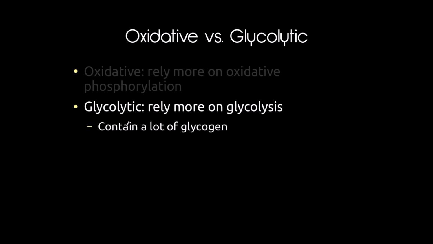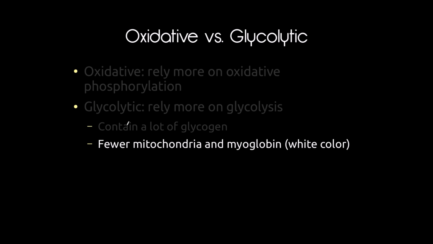Okay, so let's talk then about the glycolytic fibers. And again, fairly intuitively, glycolytic fibers tend to rely more on glycolysis, and these fibers will tend to contain a lot of glycogen. Again, we're going to be running through these energy stores very quickly, because we're not getting much energy out of each molecule of glucose. So they need to have more of it in order to run contractions for very long at all. So these fibers are going to tend to have a lot of glycogen.